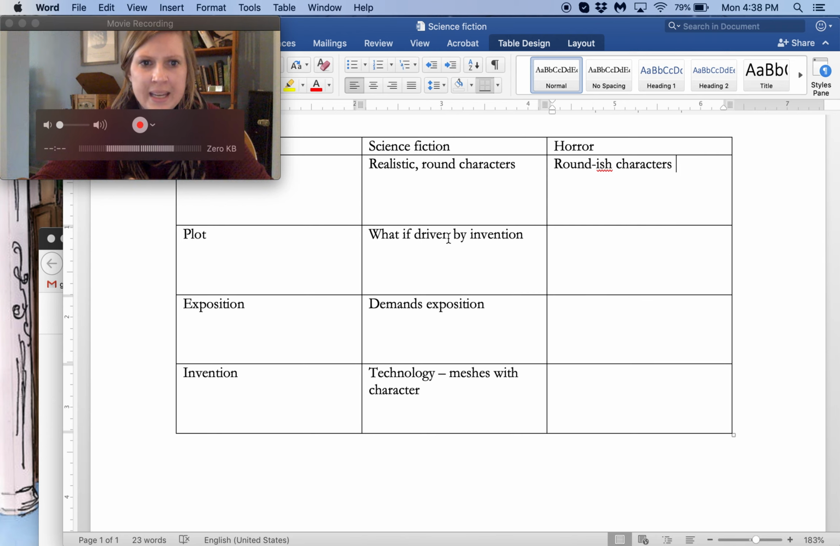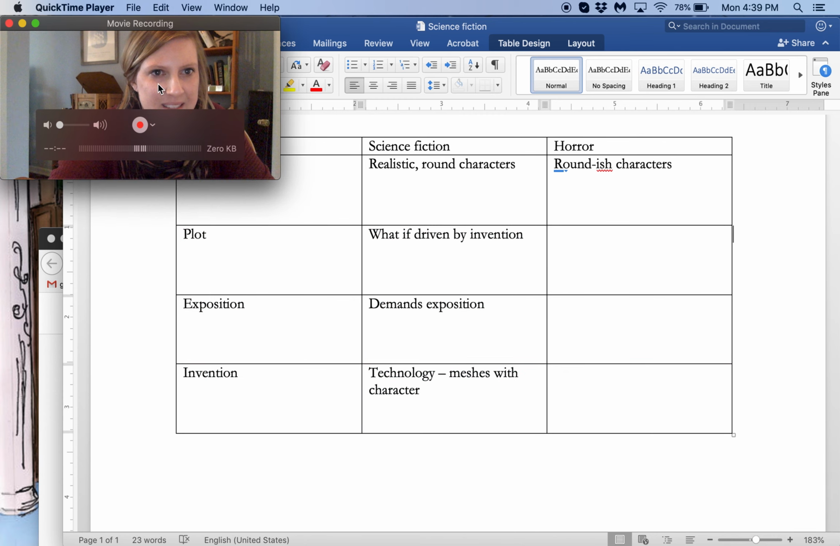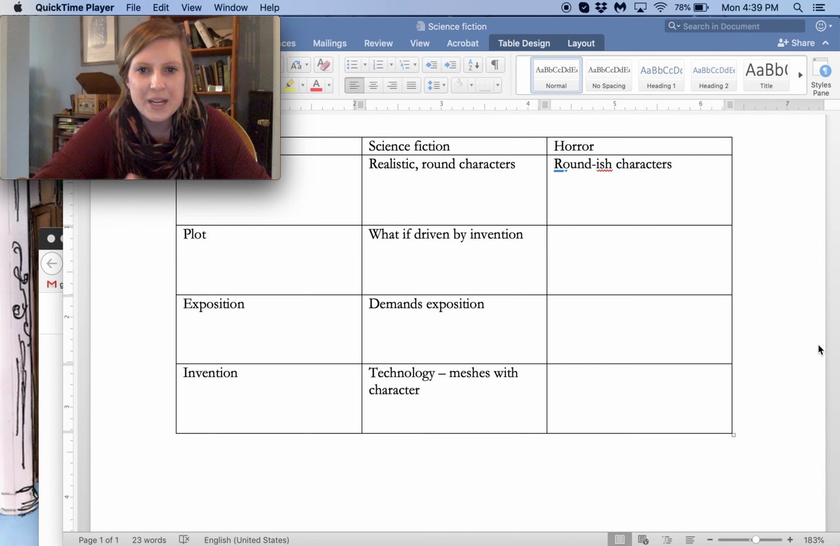And then let's think about what's going on with the plot in this story. What I want to focus on with these next three is that horror depends for its life on the withholding of exposition. That's so important to horror. So it depends on withholding exposition. What do I mean by that? Think of any horror movie. Let's go back to Scooby-Doo.